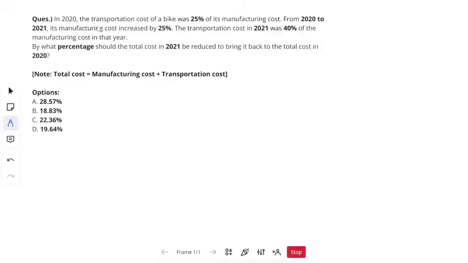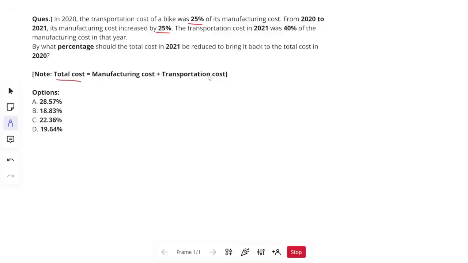The question is, in 2020 the transportation cost of a bike was 25% of its manufacturing cost. From 2020 to 2021, its manufacturing cost increased by 25%. The transportation cost in 2021 was 40% of the manufacturing cost in that year. By what percentage should the total cost in 2021 be reduced to bring it back to the total cost in 2020? See, the formula that we have is total cost equals manufacturing cost plus transportation cost.